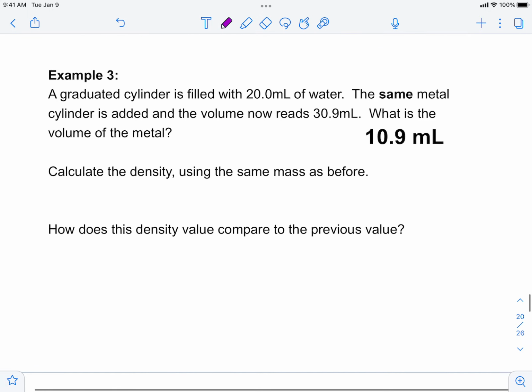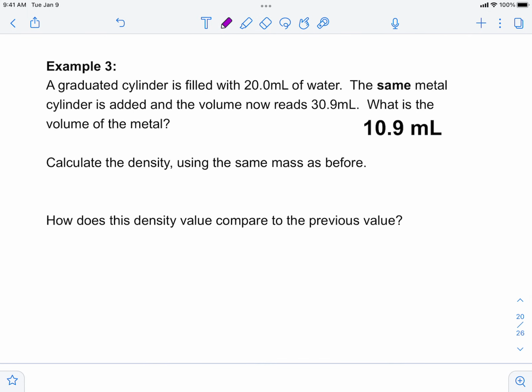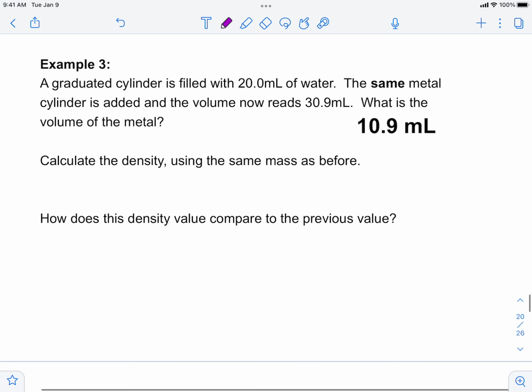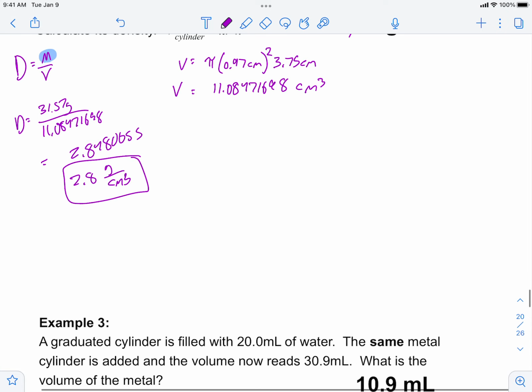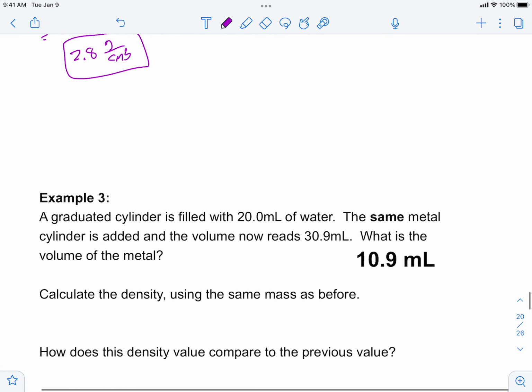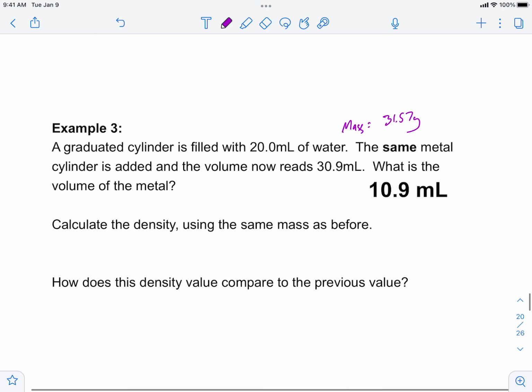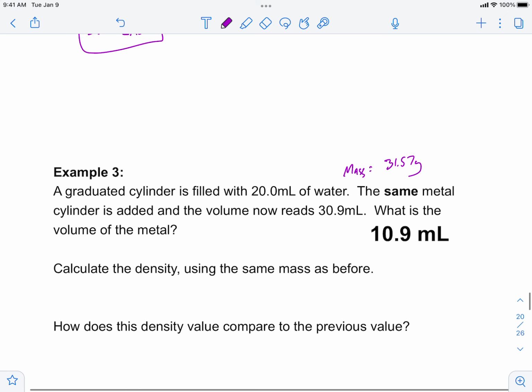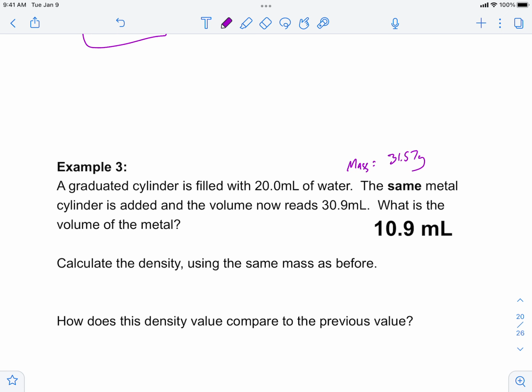All right, let's try another example. So we have a graduated cylinder. It's filled with 20 milliliters of water. We use the same metal from last time. So the same piece of metal they're referring to here. Remember that they said the mass was 31.57 grams because it's the same piece. The same metal is added, and the volume now goes up. What is the volume of the metal? Okay, so what they're describing here, this is what we call displacement.